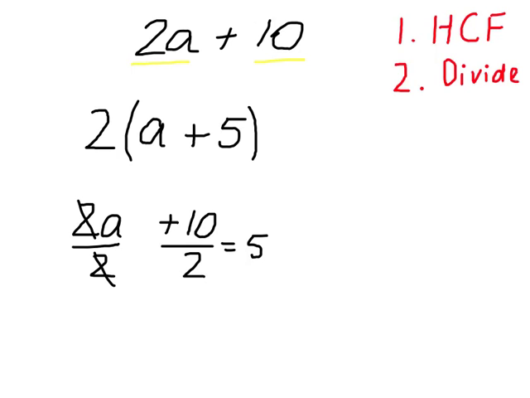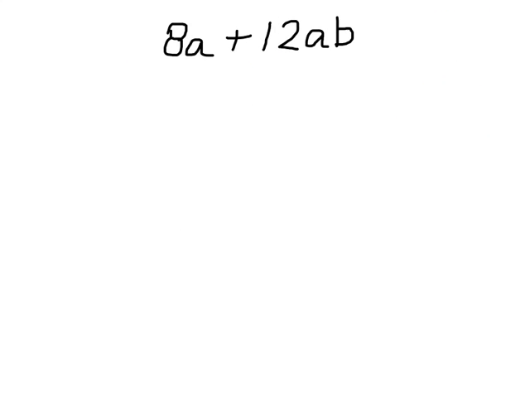So really, the third step is just to write our answer. So we're going to show you a few other examples. So here we've got another example. Now once again we've just got our 2 terms, so we've got 8a and a positive 12ab.